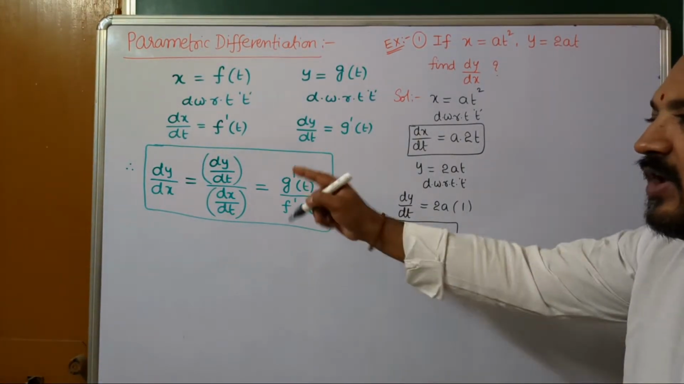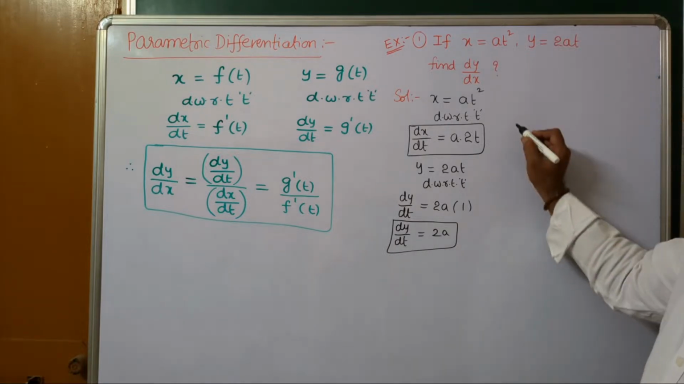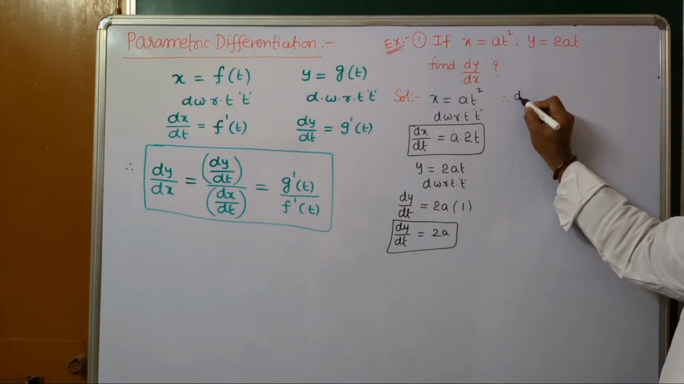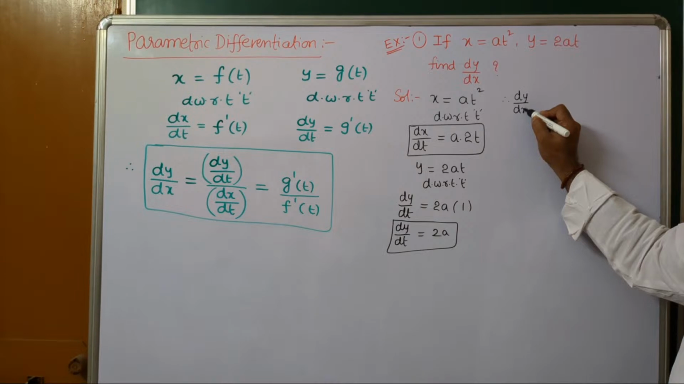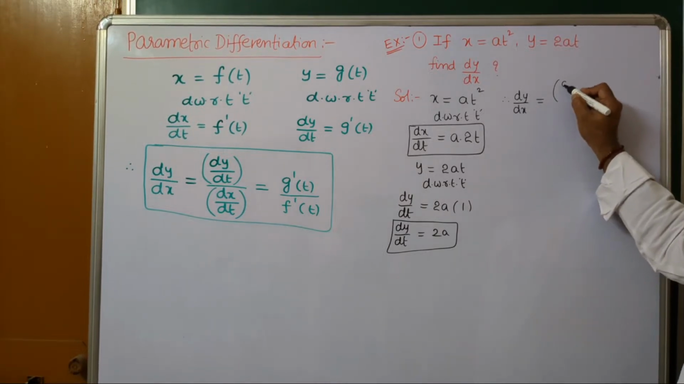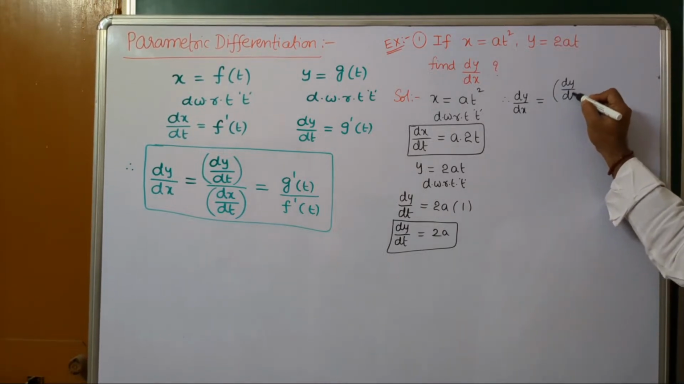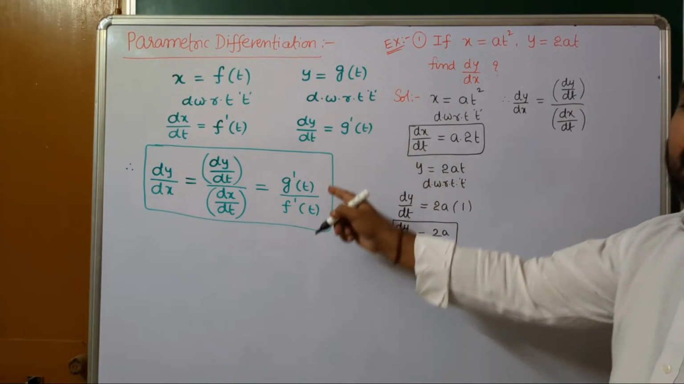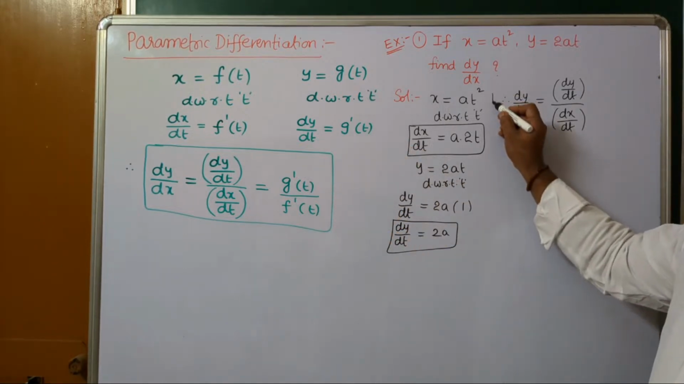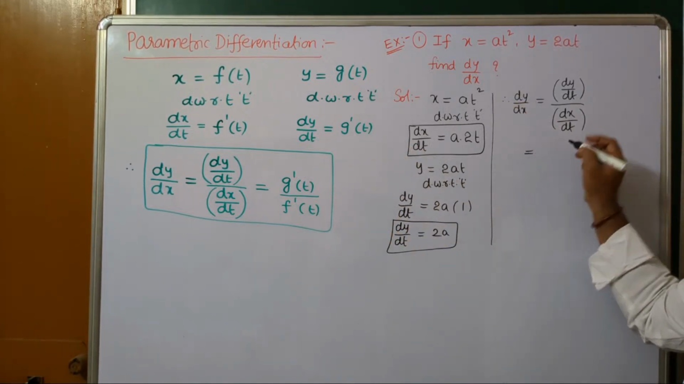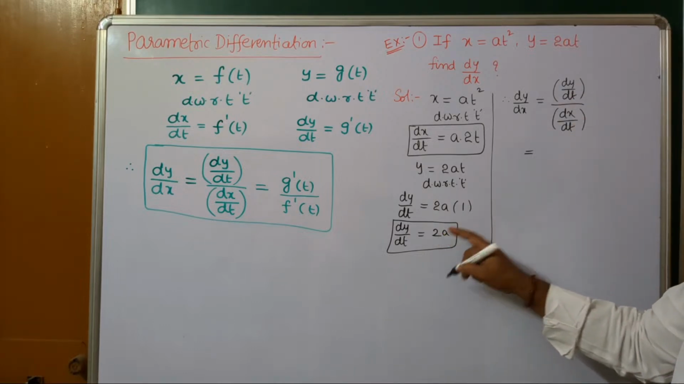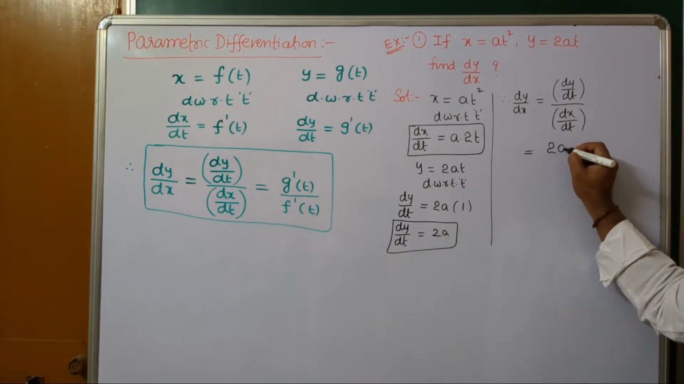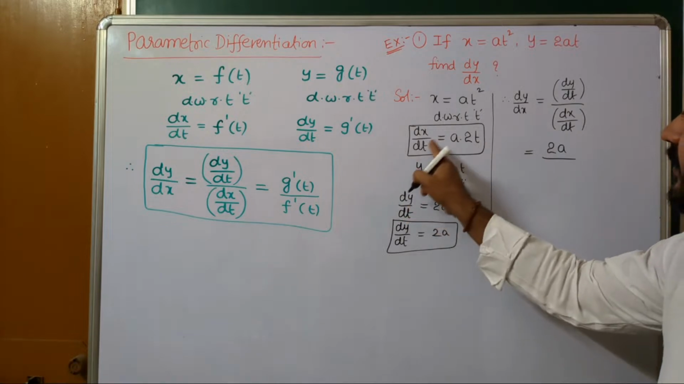But I want dy by dx now. So therefore dy by dx is equal to, the right formula, dy by dt whole divided by dx by dt. Whatever procedure I explained, I am following. That is equal to the dy by dt value 2a whole divided by the dx by dt value 2at.